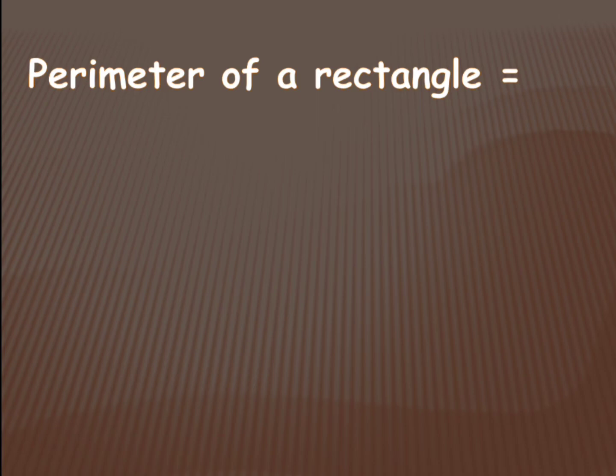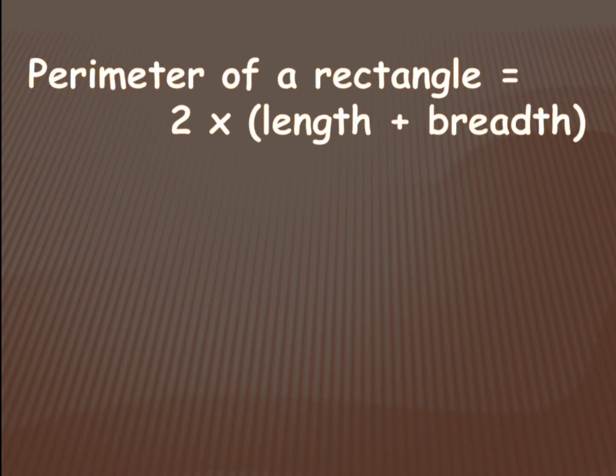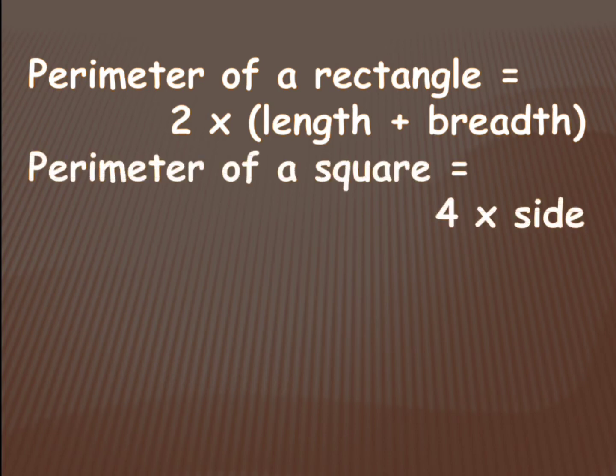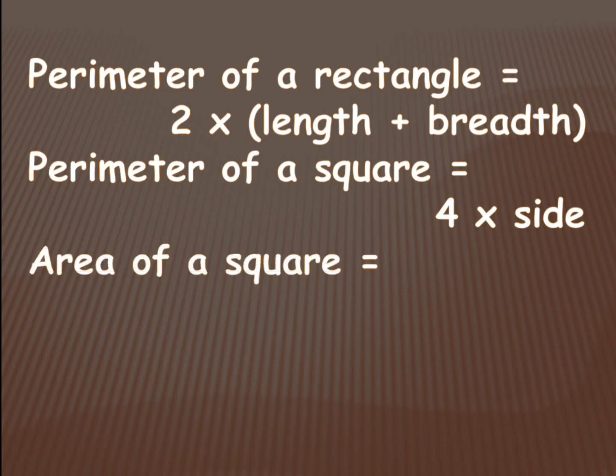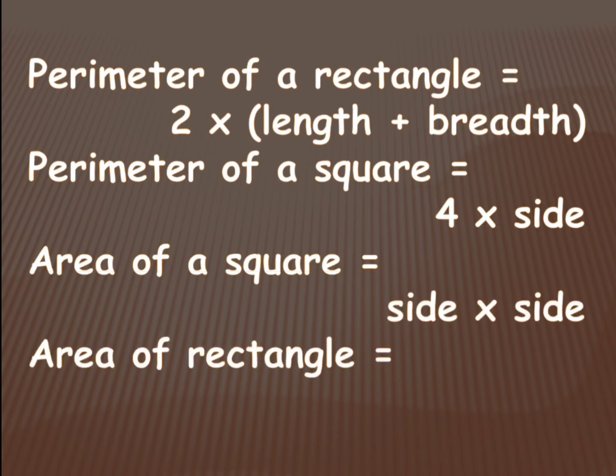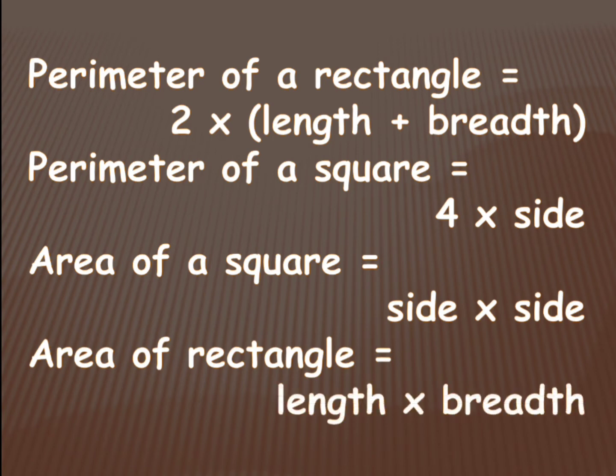So perimeter of a rectangle is 2 into length plus breadth, or you can say 2 into L plus B. And perimeter of a square is 4 into side, or 4 into S. Children, and area of a square is equal to side into side. Yes, and area of a rectangle is equal to length into breadth, or you can say L into B. For area of square also, side into side, you can read it as S into S. Both are same. Okay, so let's continue with the sums, children.